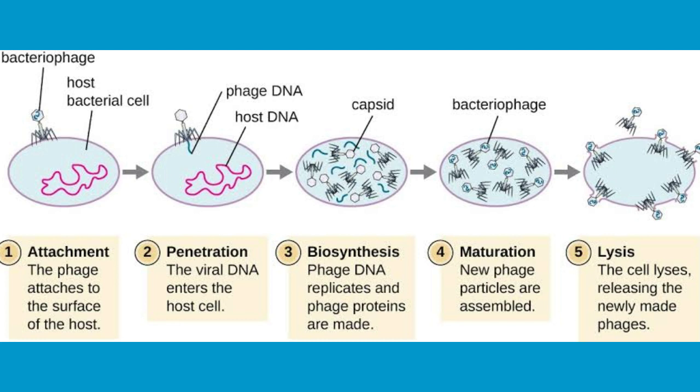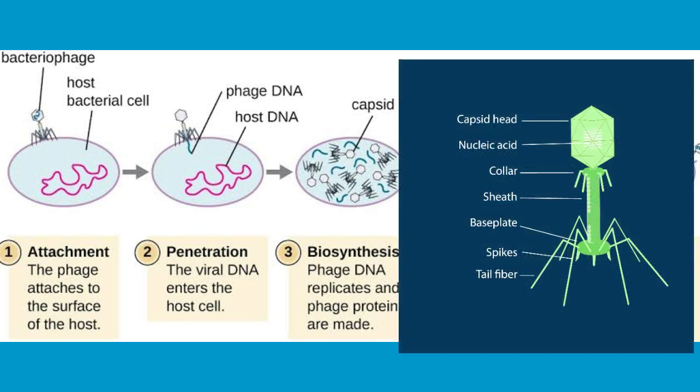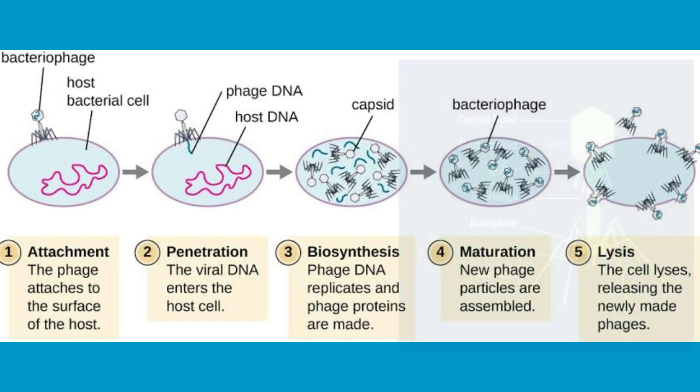The second stage of infection is entry or penetration. This occurs through contraction of the tail sheath, which acts like a hypodermic needle to inject the viral genome through the cell wall and membrane. The phage head and remaining components remain outside the bacteria.